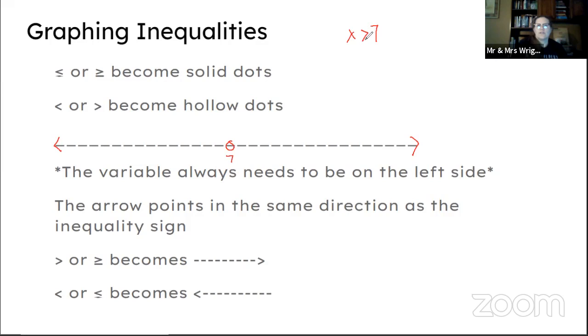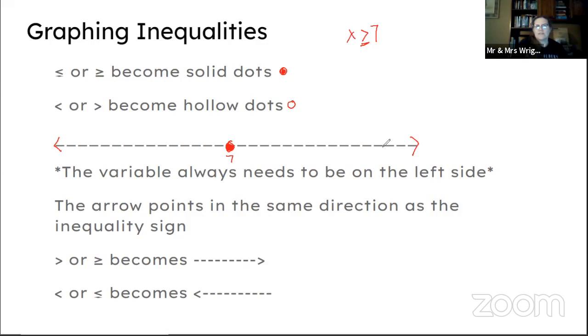Since it's greater than, I'm going to put what's called a hollow dot. So I'm not going to color it in. If it had an equal sign under it, we would color in this dot and make it whole. This is a solid dot. When you have a greater than or equal to, or less than or equal to sign, it's a solid dot. Greater than or less than without the equals is going to be a hollow dot. So that's the first step in graphing your inequality.